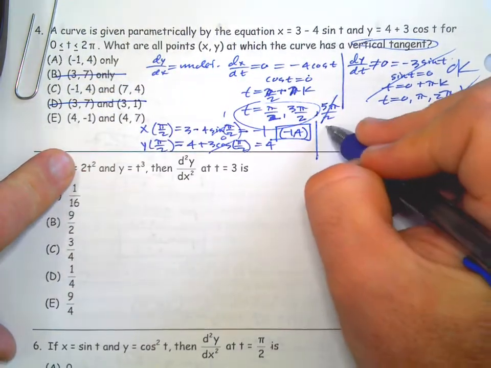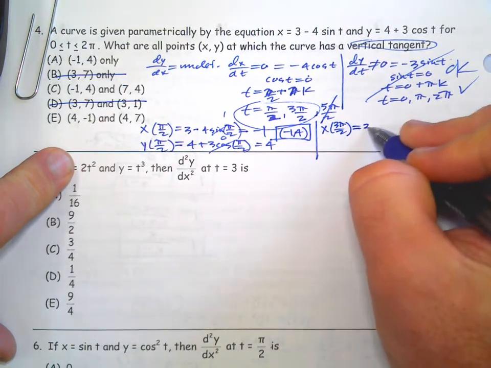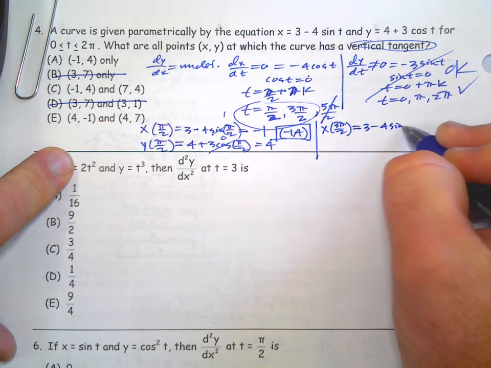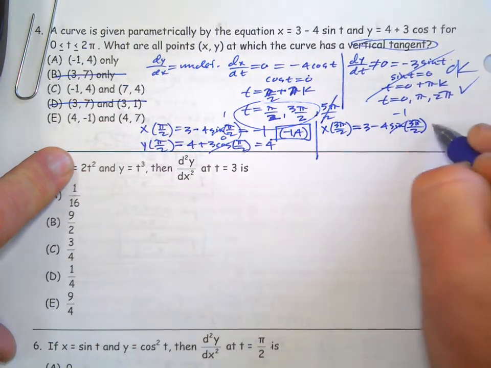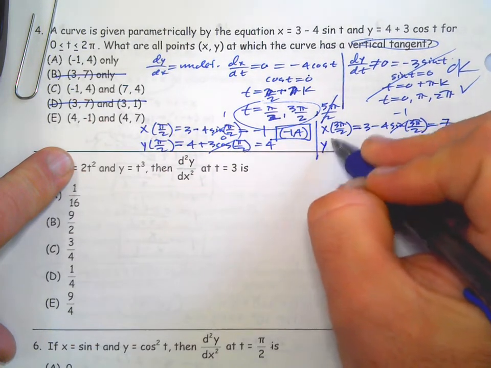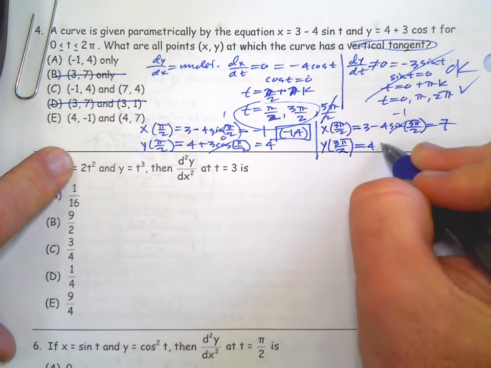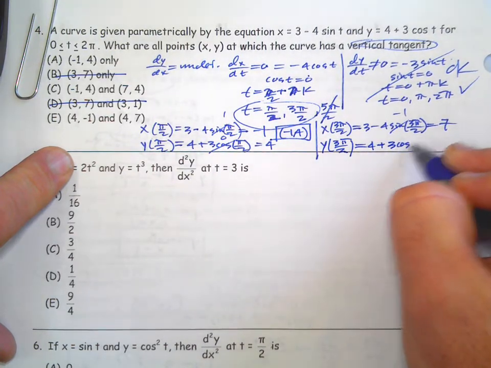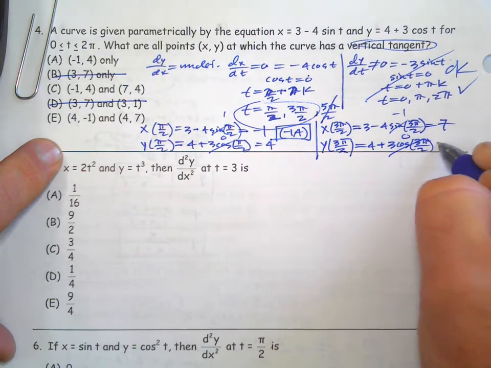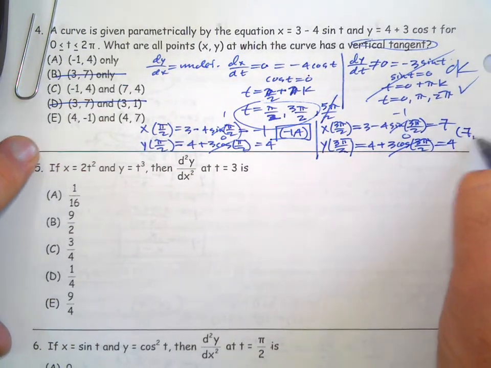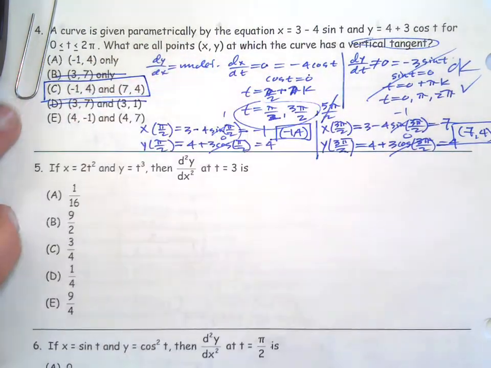Then we're going to find x at 3 pi over 2, which is 3 minus 4 sine of 3 pi over 2. Sine of 3 pi over 2 is negative 1, so that's going to give you 7. And y of 3 pi over 2 is 4 plus 3 cosine 3 pi over 2. Cosine 3 pi over 2 is 0, so that's 4. So the other point is 7 comma 4. So the answer is going to be C.